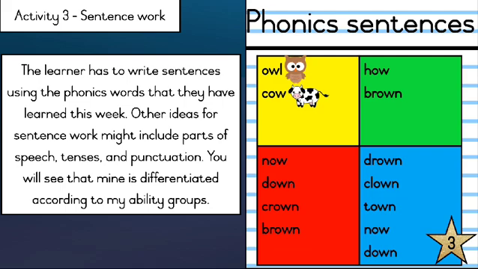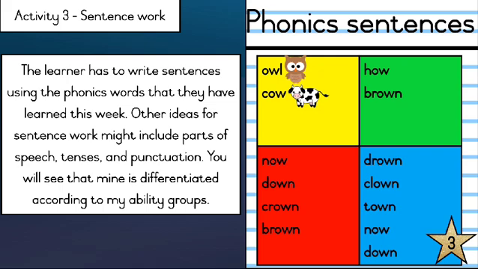Other ideas for sentence work might include parts of speech. So you might have an activity where they have to circle the verbs or circle the nouns. Then tenses, so they have to rewrite something in present tense or in past tense or in future tense. And then punctuation, where they might have to go and fill in capital letters, full stops, question marks, exclamation marks, commas, etc. And then you'll see that mine is differentiated according to my ability group.